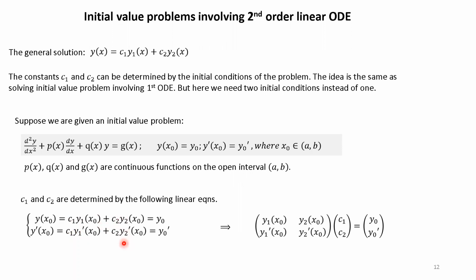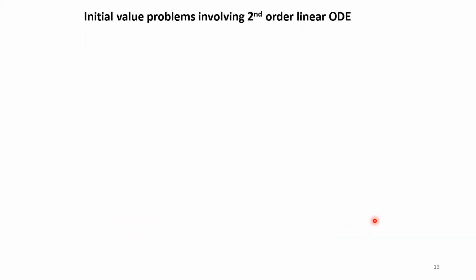Let me write this set of two equations in matrix form. Then how do you find C1 and C2? You just take the inverse of this matrix, so that the inverse is on the right hand side.